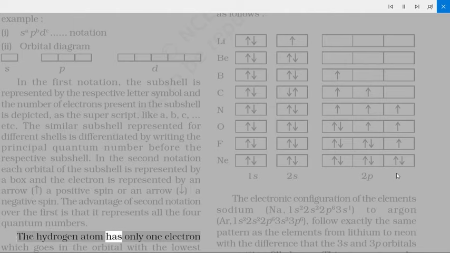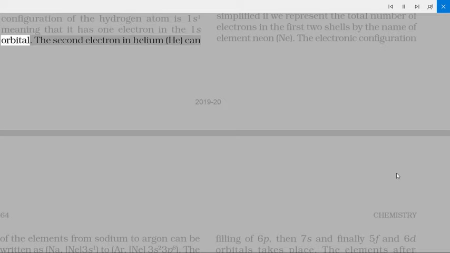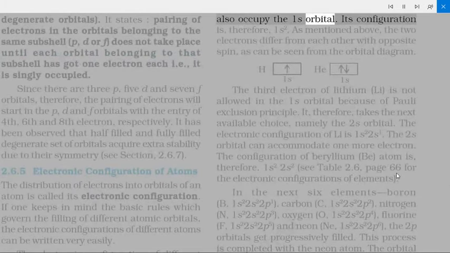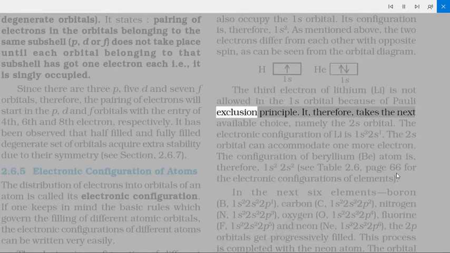The hydrogen atom has only one electron which goes in the orbital with the lowest energy, namely 1s. The electronic configuration of the hydrogen atom is 1s¹, meaning that it has one electron in the 1s orbital. The second electron in helium, He, can also occupy the 1s orbital. Its configuration is, therefore, 1s². As mentioned above, the two electrons differ from each other with opposite spin, as can be seen from the orbital diagram. The third electron of lithium, Li, is not allowed in the 1s orbital because of Pauli exclusion principle.